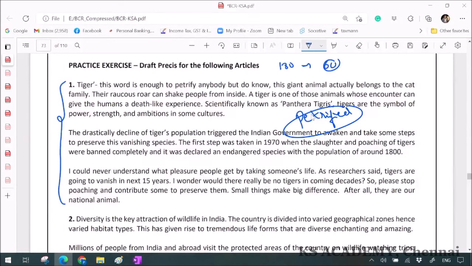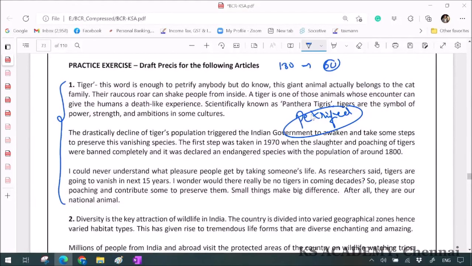Belongs to the cat family, that's okay. But humans are petrified of it. It is a symbol of power, strength, ambition in some cultures, okay. Next, in view of and all, not needed. Instead of that, what can I say? Considering the drastic decline, or simply the drastic decline of tiger population led to. So you can say considering the drastic decline in tiger population, the Indian government banned poaching of tigers and declared them endangered species. To prevent the extinction of a national animal, small steps such as stopping poaching and working towards their preservation can be cut.